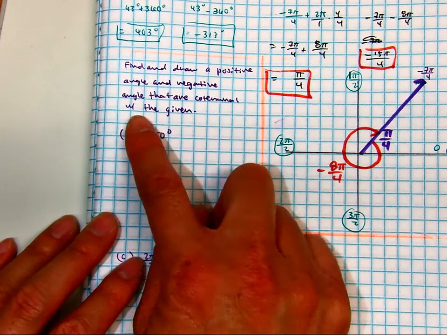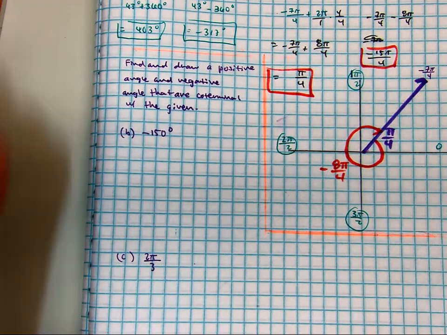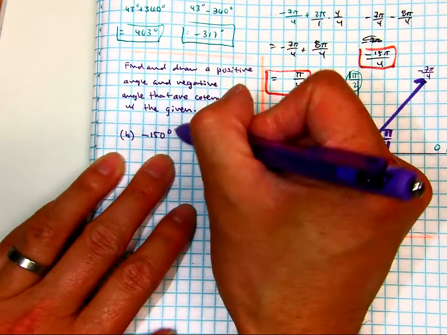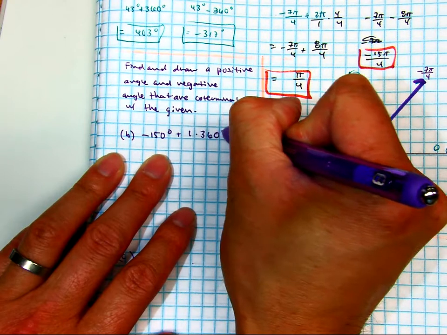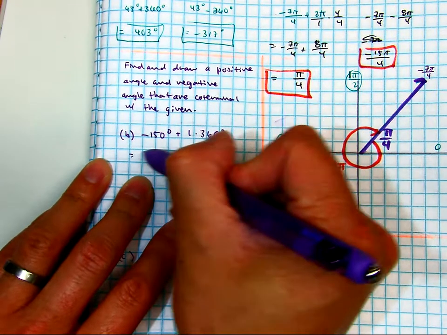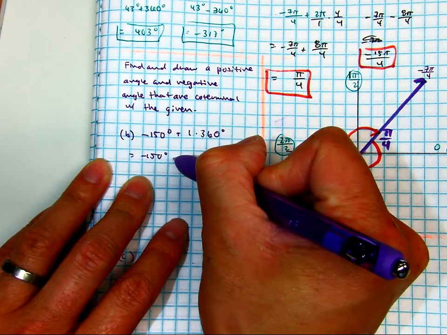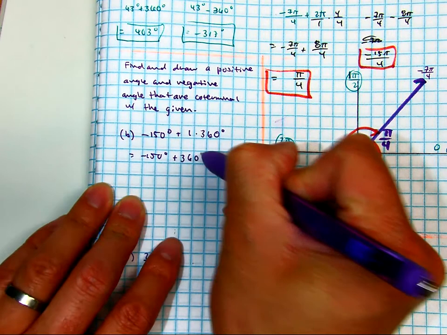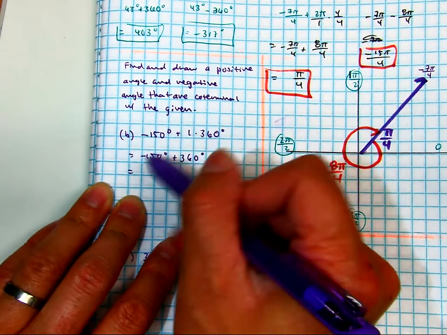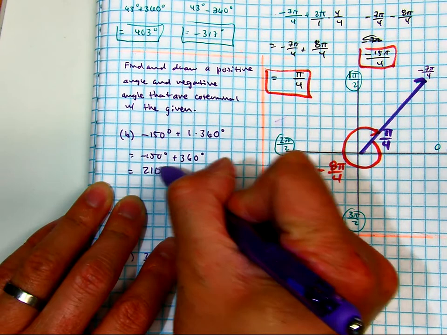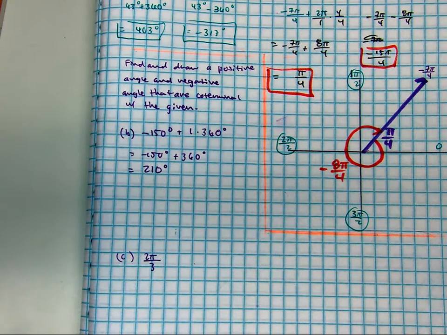That are coterminal with the given information. So you can use our formula. And if I just multiply this by one 360-degree angle, I get negative 150 plus 360 degrees. If you add those two together, you will get how much? 210 degrees. Raise your hand if you got that.